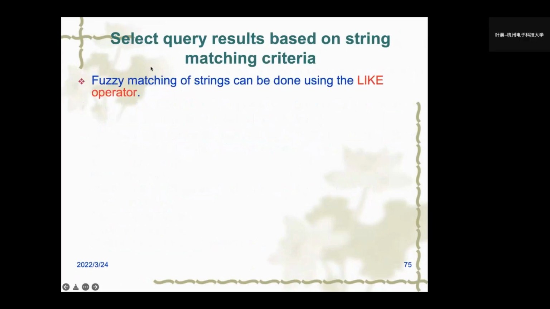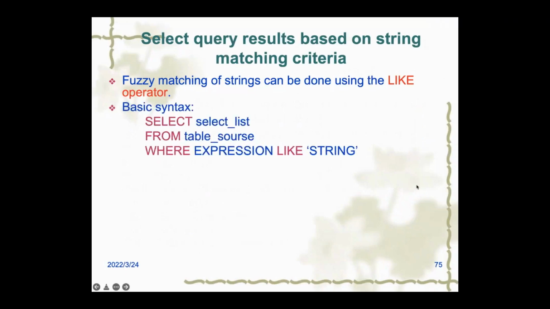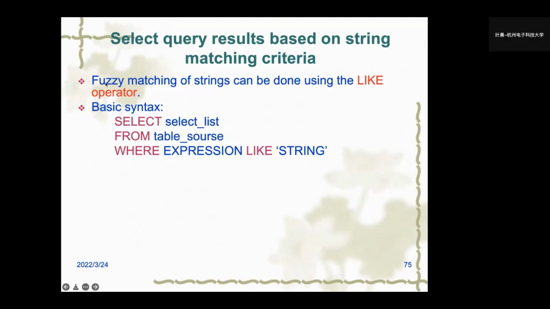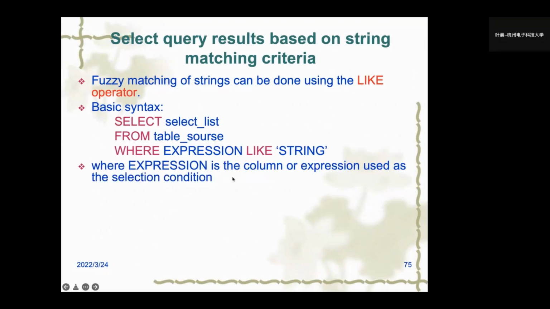And here we need to select query results based on string matching criteria. It means that fuzzy matching of strings can be done using the like operator. So the basic syntax is select list from table source where expression like a string. The expression is the column or the expression used as the selection condition.